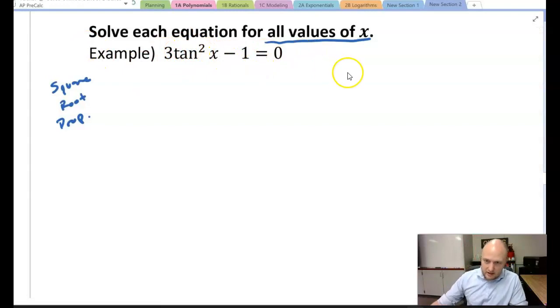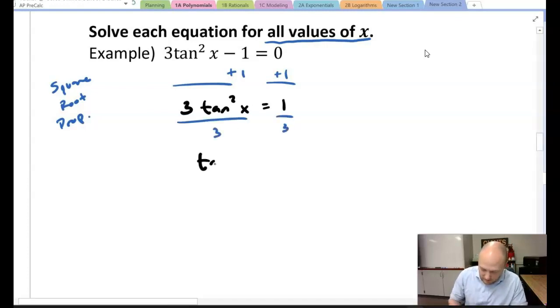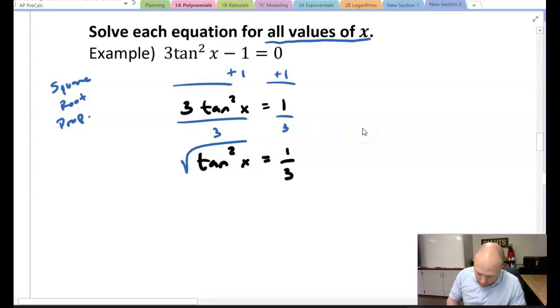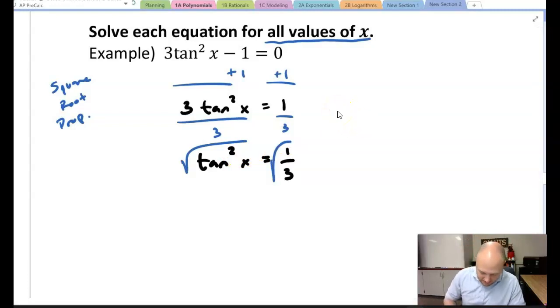So let me move this 1 over to the other side. Plus 1. And we get 3 tan squared x is equal to 1. And we'll isolate our tangent function. Tan squared of x is equal to 1/3. And we're going to take a square root. Now, a couple things happen when you take a square root. One is that you're going to get a positive and a negative answer when you're solving.